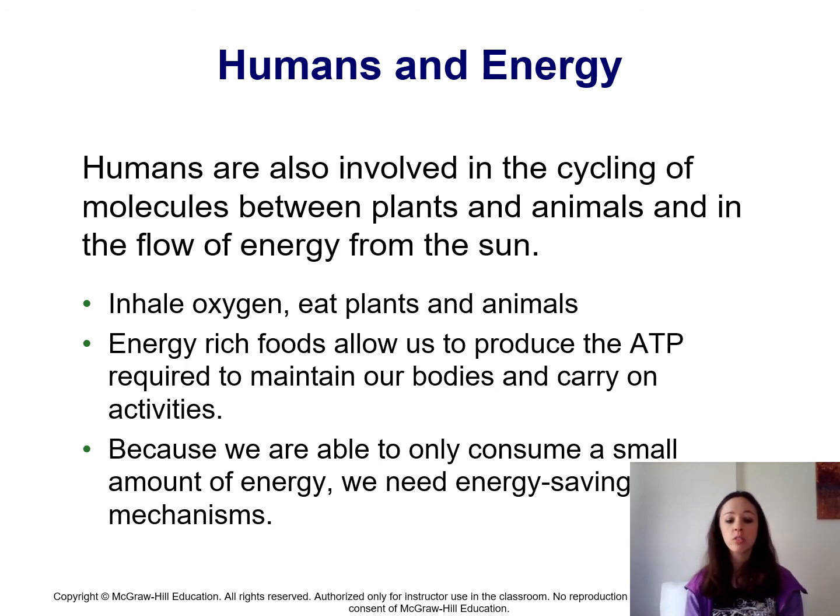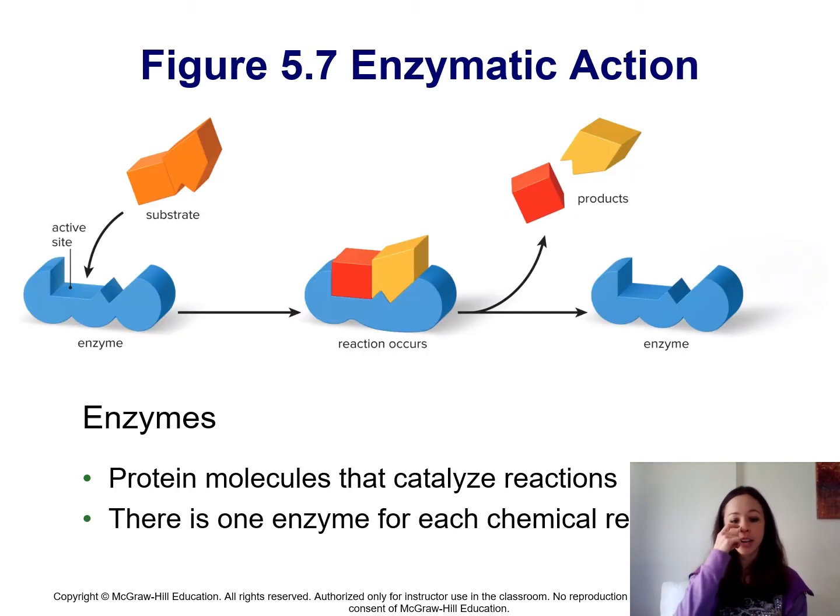Because we are able to only consume a small amount of energy, we need different energy-saving mechanisms. And the main energy-saving mechanism our bodies use are enzymes. And enzymes are protein molecules that catalyze different chemical reactions in our body. There's going to be 1 enzyme per chemical reaction, so they're going to be highly specific. Last week we talked about protein synthesis. The enzymes are going to be made through protein synthesis, and there's going to be 1 gene that is used to create 1 type of enzyme.